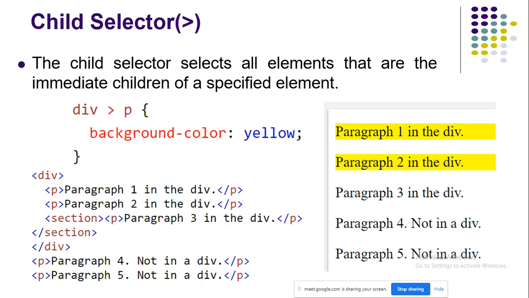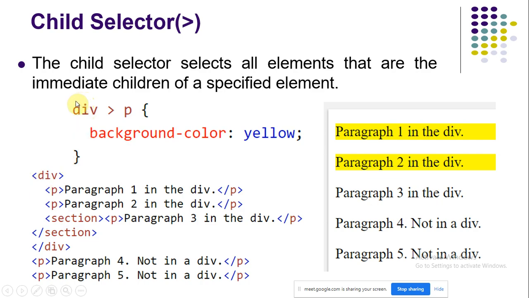Why? The reason is, paragraph 3 is not a direct child of a div element. It is an indirect child, right? Because paragraph 3 is coming inside another tag called section. So inside section only, another paragraph 3 is coming. This child selector will only select the direct children of its parent.